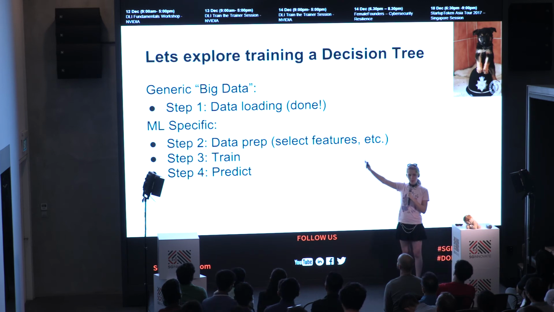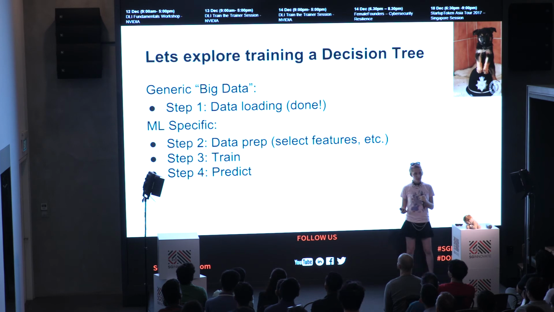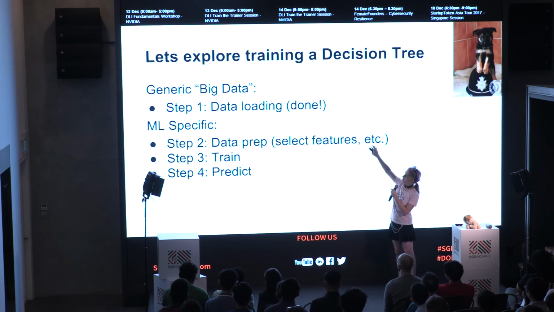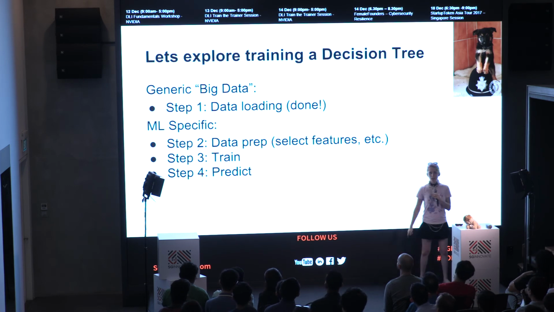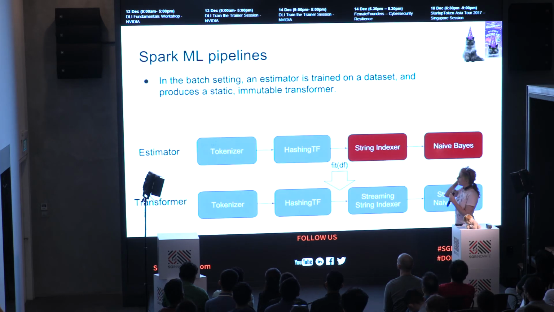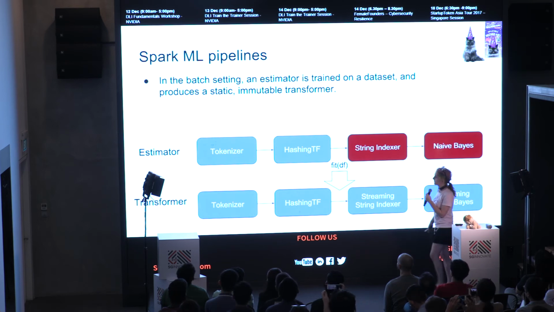So we've done step 1. You'll probably want to swap step 1 out with some big data that is relevant to your business. And now we're going to do step 2, which is data prep. And Spark actually has a bunch of different features for doing data preparation. And let's look at a really, really simple pipeline in Spark.